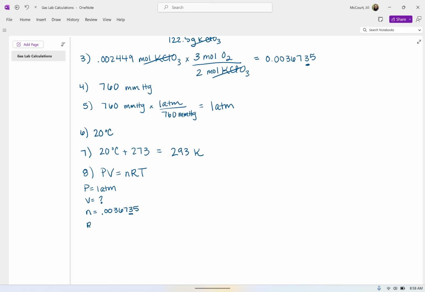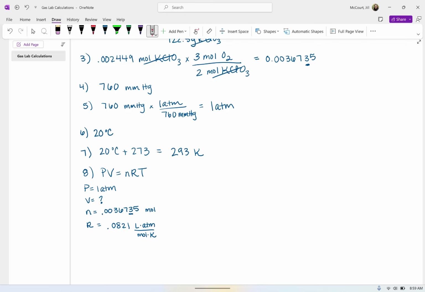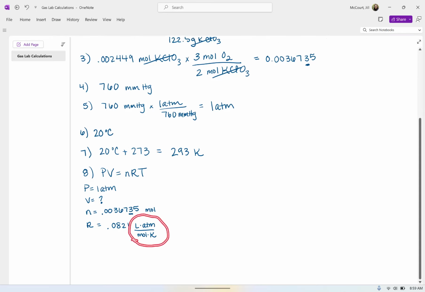R is 0.0821, and the units are in liter atmospheres per mole Kelvin. The nice thing about this gas constant, and it might look a little confusing, but this is just the unit. Just like pounds over square inches, this is just liter atmospheres over mole Kelvin. This reminds you what your units need to be: liters for the volume, atmospheres for pressure, moles, that's just a number, and then the Kelvin.